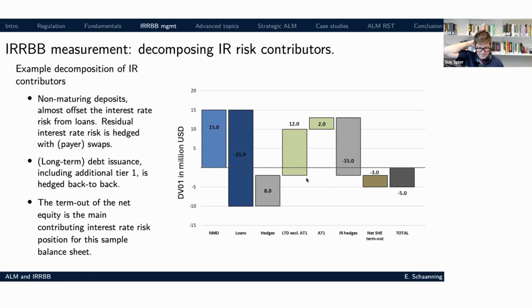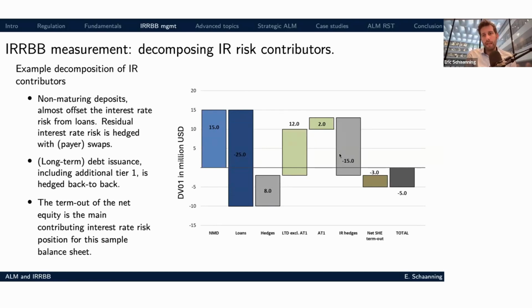Sorry, what's NMD? Non-maturing deposits. Non-maturing deposits. Thank you. Yeah. And so similarly, if rates went up by 1 basis point, you would make 15 million in economic value on your liabilities. And then you've got hedges, which is offsetting the residual risk. So 8 million here. So this means you've got a 2 million negative DV01. So you're exposed to increases in rates at $2 million per basis point on your lending book.